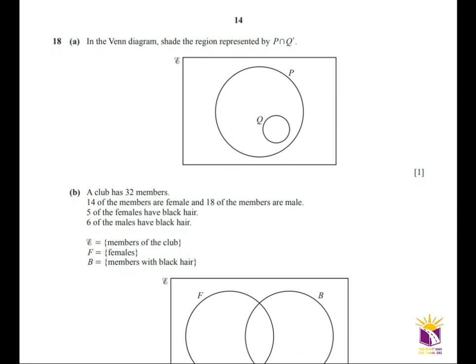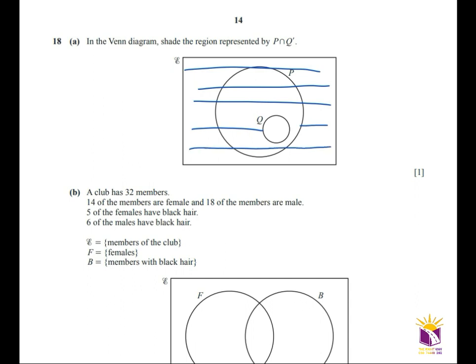Question number 18. In the Venn diagram, shade the region representing P intersection Q complement. Now first of all, what is Q complement? Q complement is everything except Q. So it will be like this one. Except Q, Q complement will be all represented by these lines.